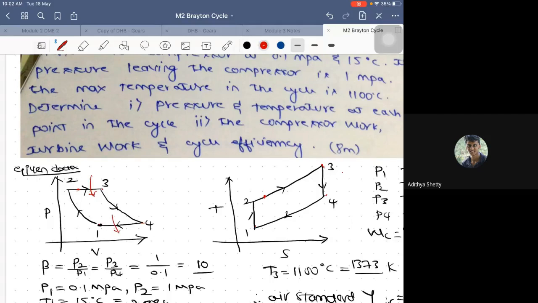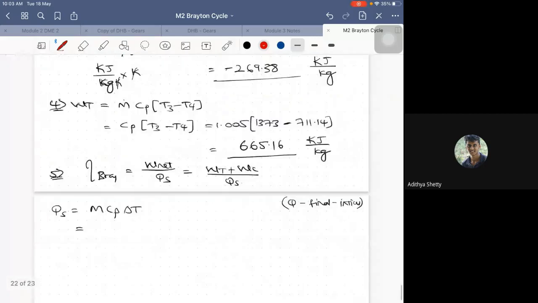So now we are supposed to calculate QS, which is from 2 to 3. Therefore it is mCp delta T. Now I have to write the temperature difference. For heat it is final minus initial. So I have to take T3 minus T2. Let me calculate and tell you quickly.